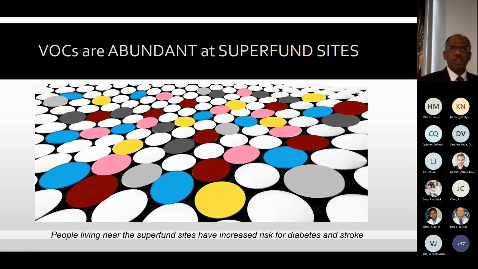And the reason we are interested in these VOCs is that they are abundant at Superfund sites, and people living near the Superfund sites have increased risk for diabetes and stroke. So that's the reason we are interested in studying the VOC toxicity.